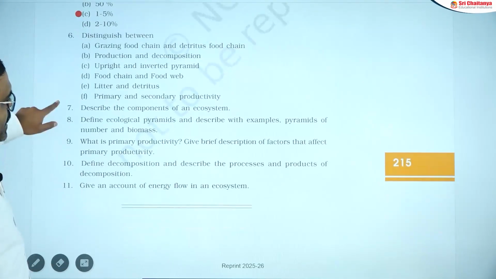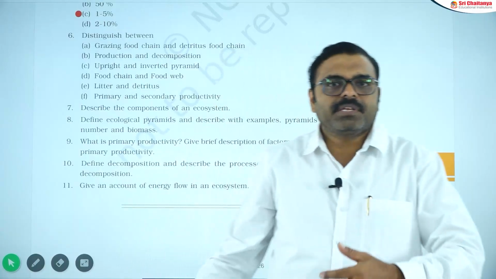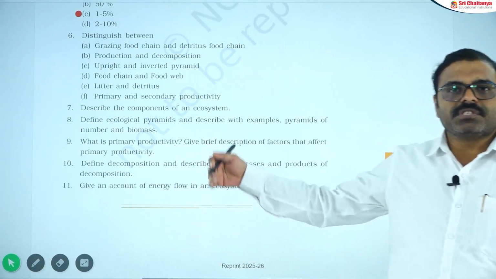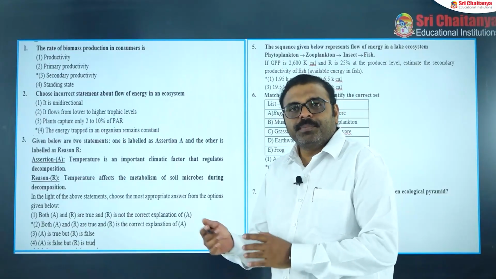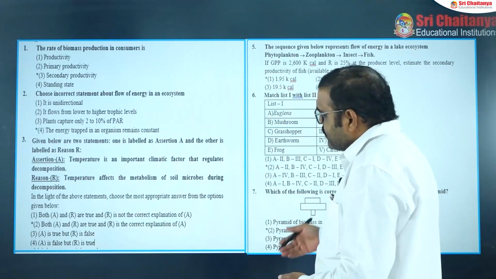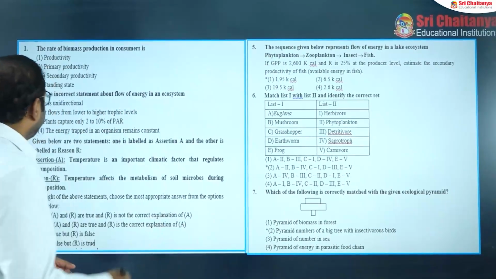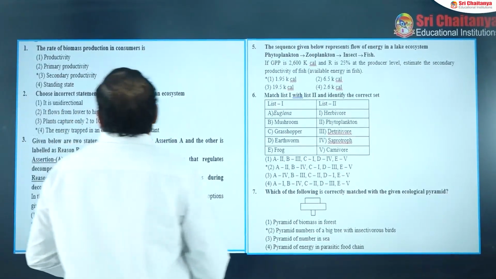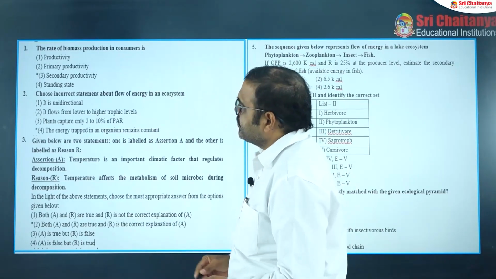Next one is, so with that we can conclude the NCERT page line by line concept of the ecosystem. Dear students, let us observe some of the important bits regarding this ecosystem. Then let us make a few bits to understand the ecosystem topic. The rate of biomass production in consumers is known as secondary productivity.